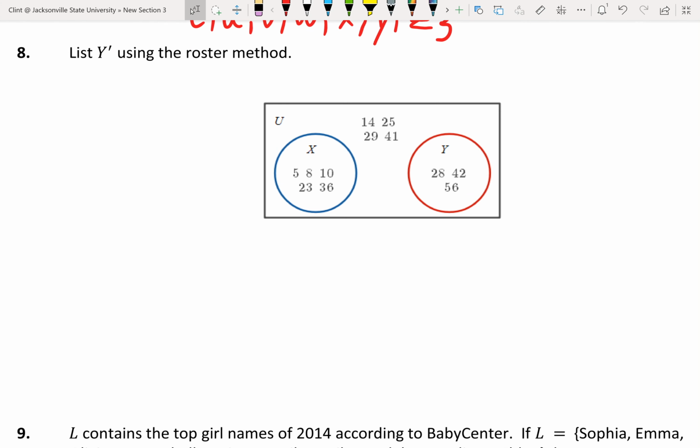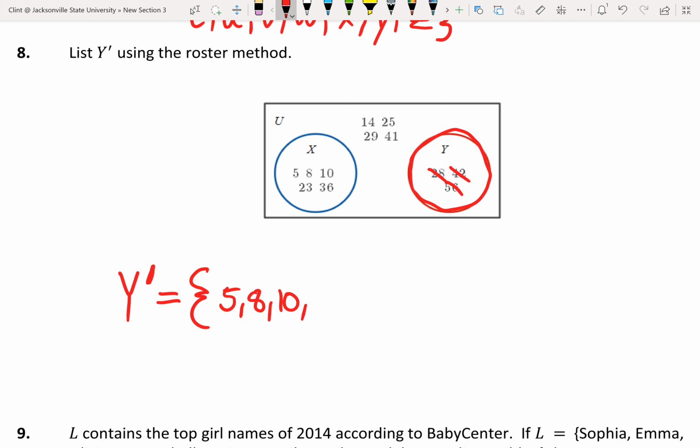And number 8 says list Y complement using the roster method. So again, it's just giving us a picture this time. We want Y complement, so we want all the numbers that are not in Y. Well, here's our set Y in this red circle. So we don't want these. Everything else is going to be in Y complement. So it doesn't matter what order you put them in. Just make sure you get all of them in there.